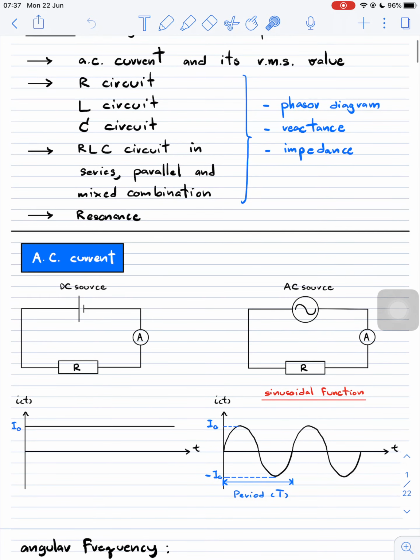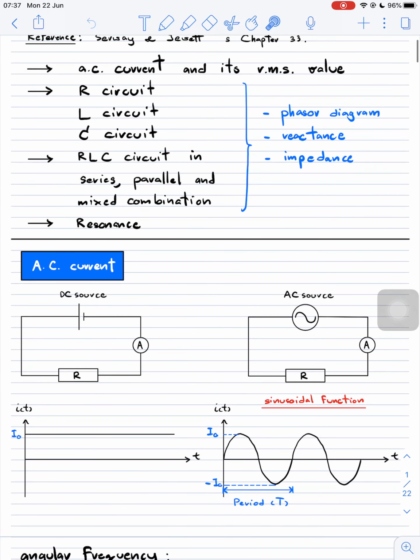And then finally, for this chapter, we want to study the resonance of RLC circuits in series combinations.